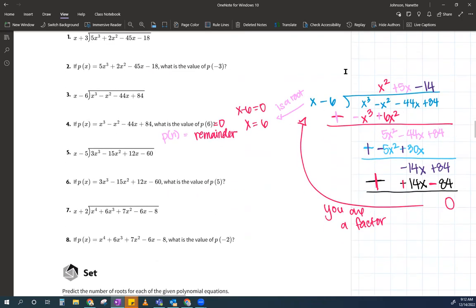If you don't have these relationships in your head, make sure they get in your head, because I can ask a question like this. Hey, if you know that P of 6 is 0, what else do you know? You should say like, x minus 6 is a factor of that polynomial. And then I would also know that the remainder is 0 when I divide by x minus 6. And then there's a couple other things that you can get as well.